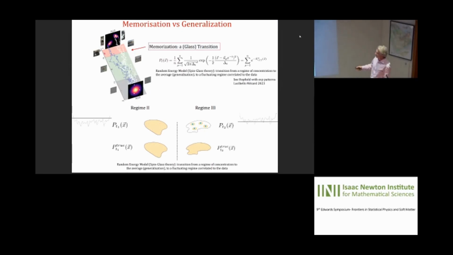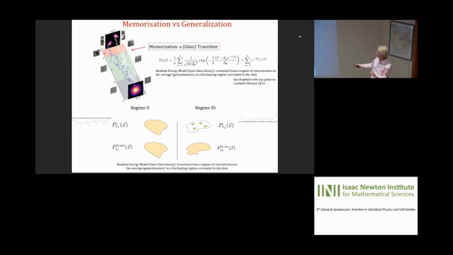And now this transition can be understood using methods from disordered systems. If I look at the score, it is the log of P_t(x), and then you have to take a gradient. Now, what is P_t(x)? Well, it's just the noised version of the delta peaks, which correspond to the initial probability distribution.